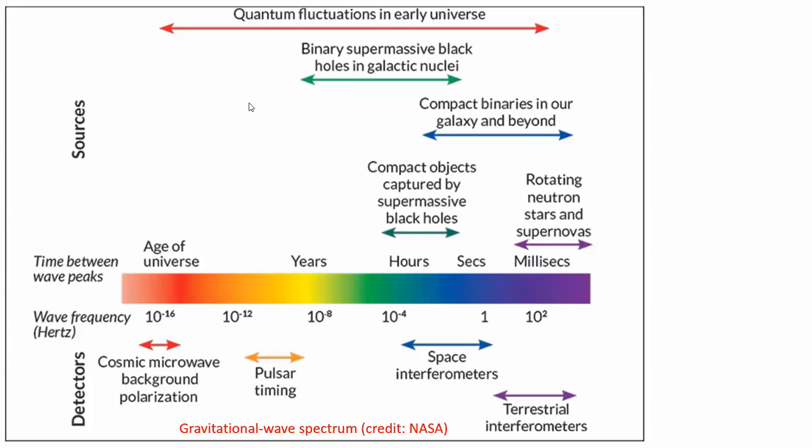In fact, this one picture shows the age of the universe: years, hours, seconds, milliseconds. At that time, they generate a wave frequency. It reaches here to a great extent. This is for terrestrial interferometers. This is for CMBR. And the sources are binary supermassive black holes within this region, compact objects captured by supermassive black holes within this region, and rotating neutron stars within milliseconds of that region.